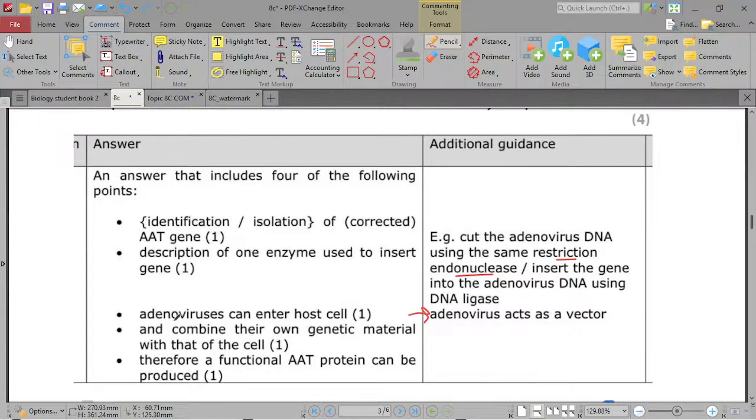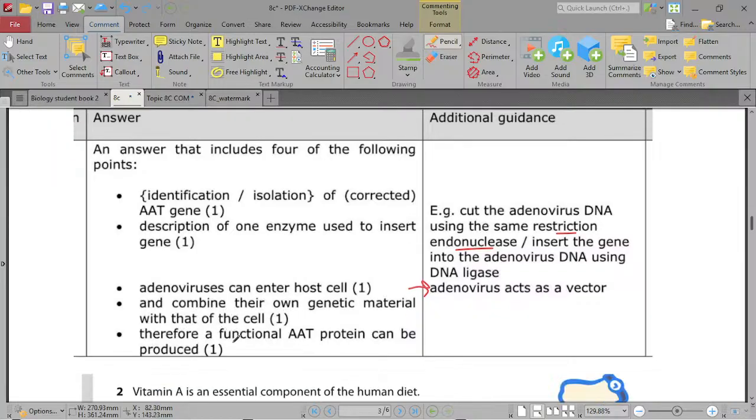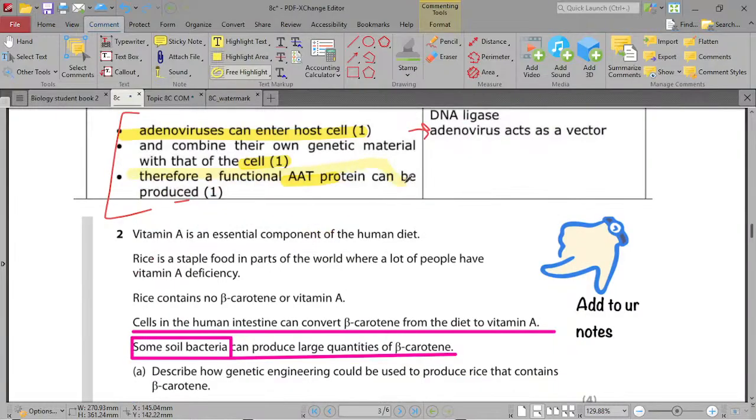Adenovirus can enter host cell and combine their own genetic material with that of the cell. Therefore, a functional AAT protein can be produced. So this is the important part right here, where adenoviruses act as the vector. They can combine their own genetic material with the cell's genetic material, like the proviral DNA, and so a functional AAT protein can be produced. This is important, that this ending point, that a functional AAT protein can be produced.